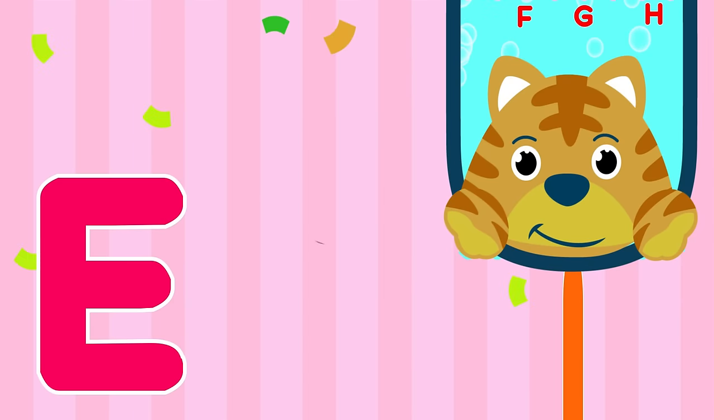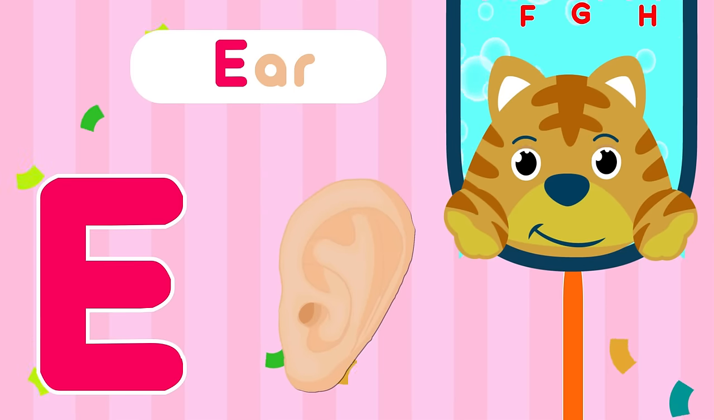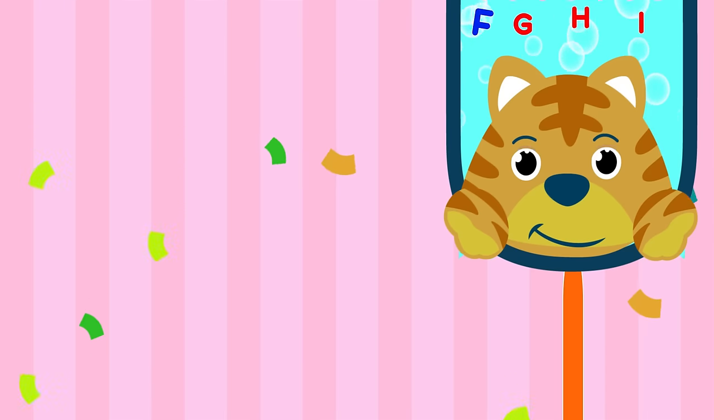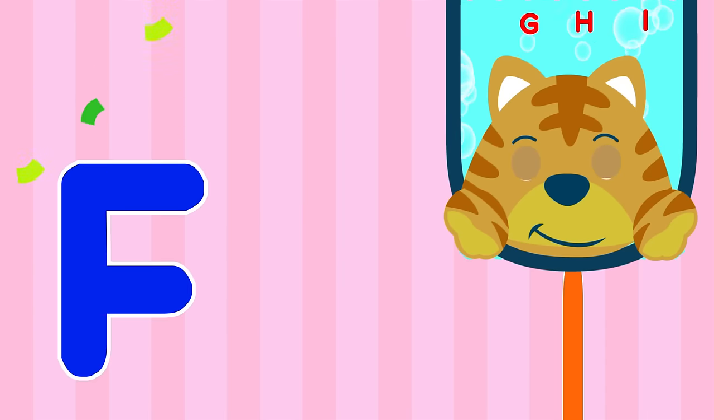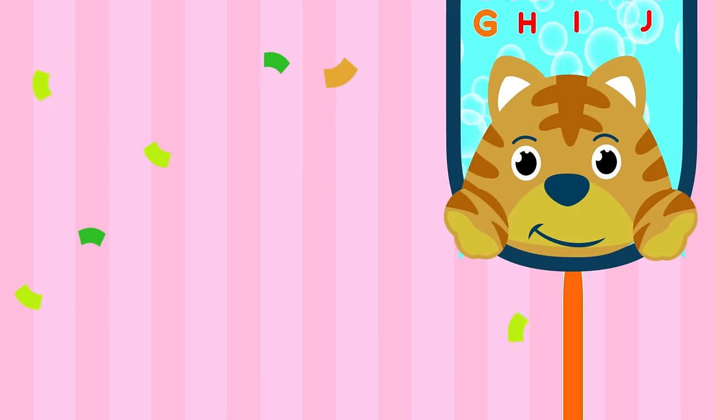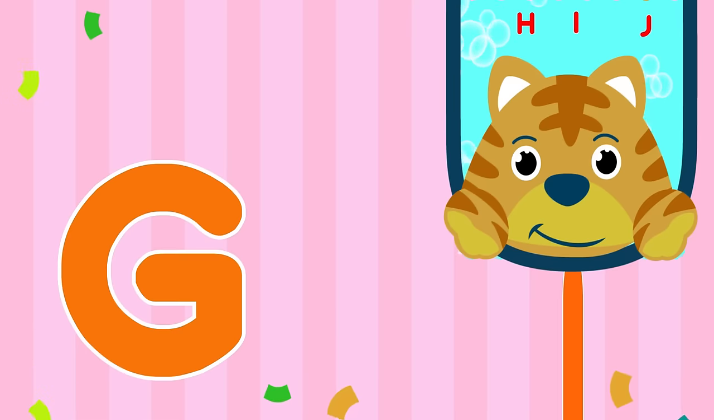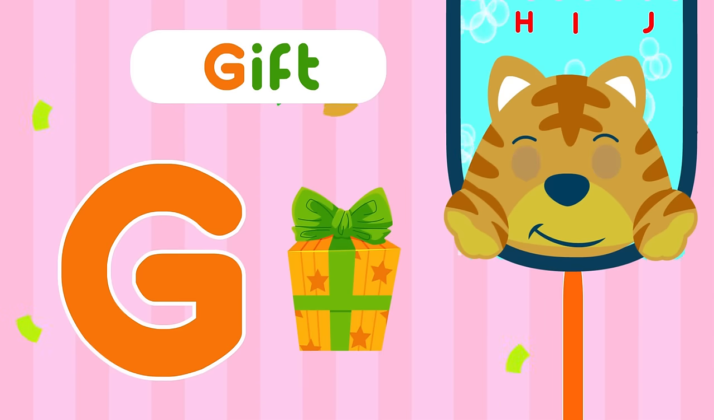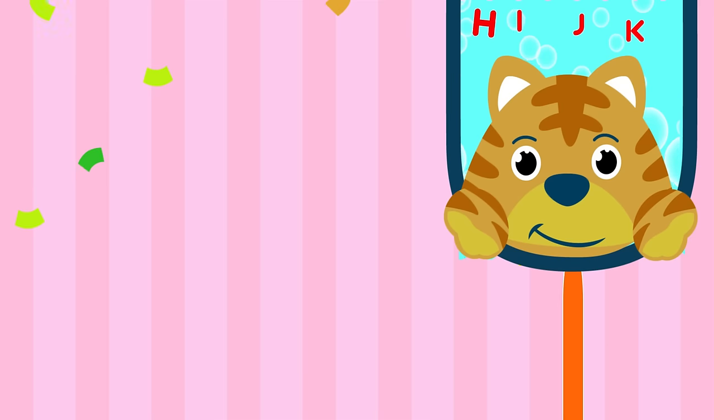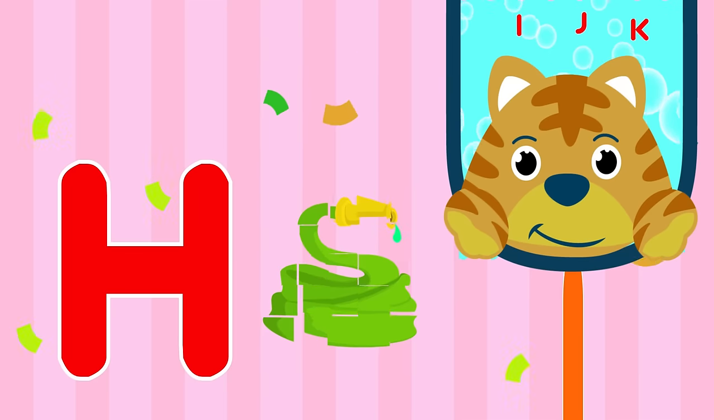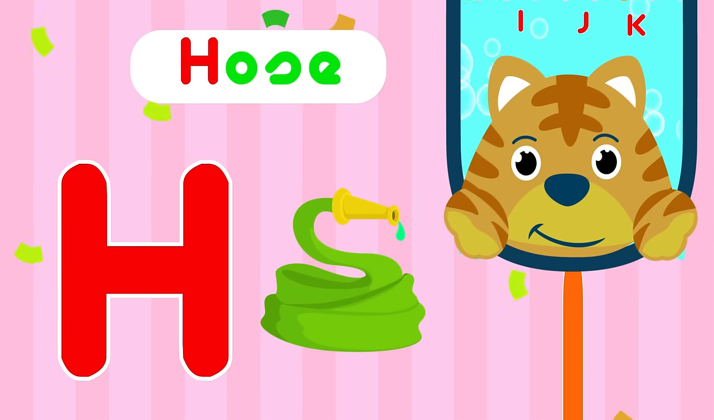E. Ear. E is for ear. F. Fire. F is for fire. G. Give. G is for give. H. Horse. H is for horse.